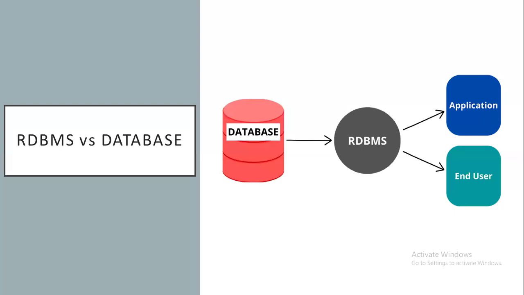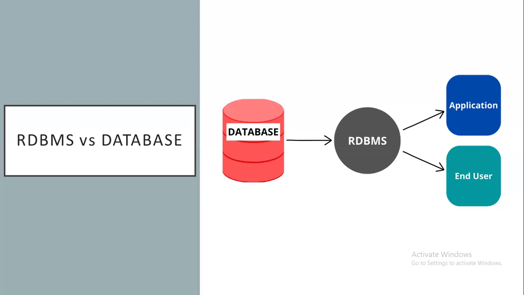Next, the simple architecture: how the data is stored, like RDBMS versus database. The database is there to store the data, like a container. RDBMS is an application, for example, SQL Server that you are using. Based on SQL Server, we retrieve the data from the database for the application and user.